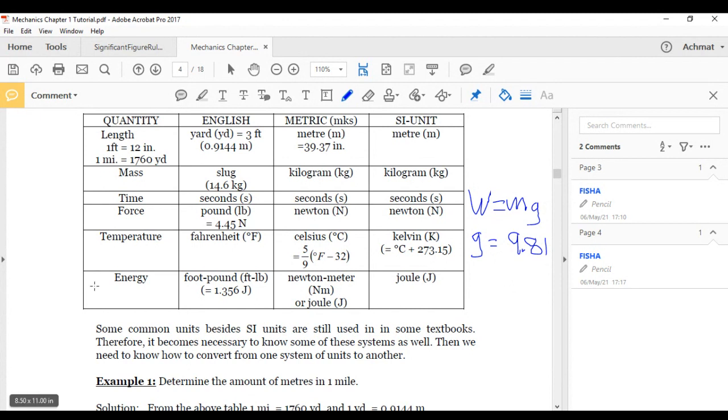A few others there. Temperature, you can measure it in the British system, Fahrenheit. Metric system will be Celsius, but the SI unit is the Kelvin. In thermodynamics, we'll talk about this again.